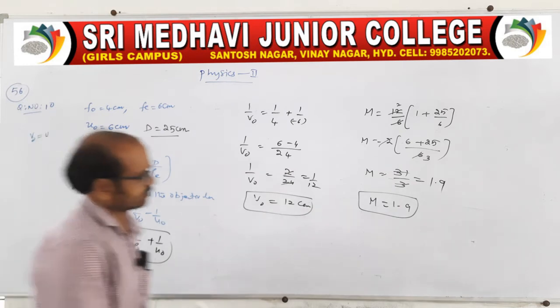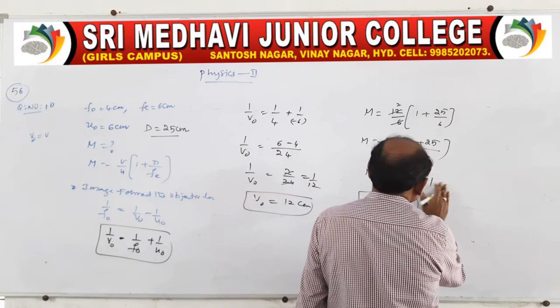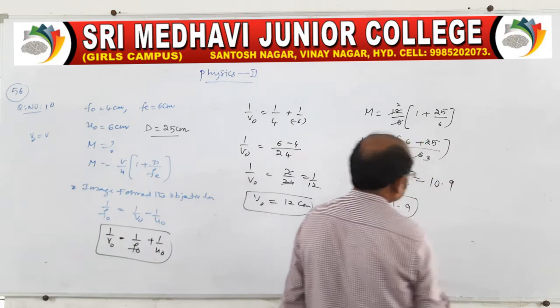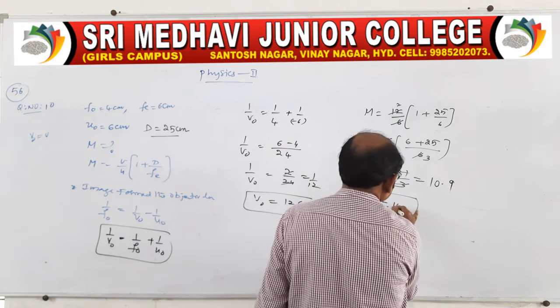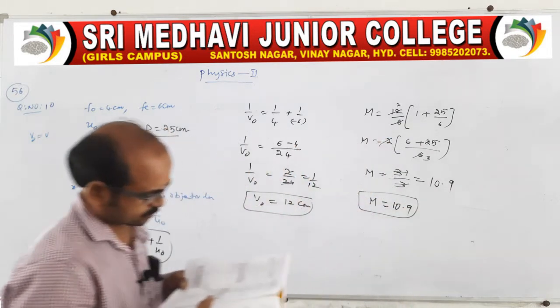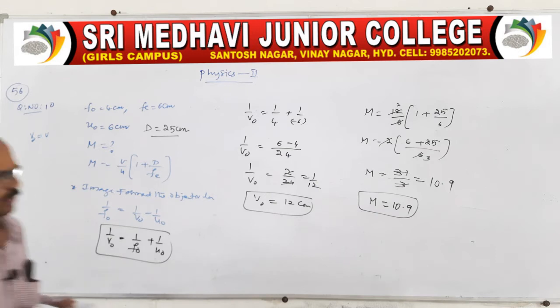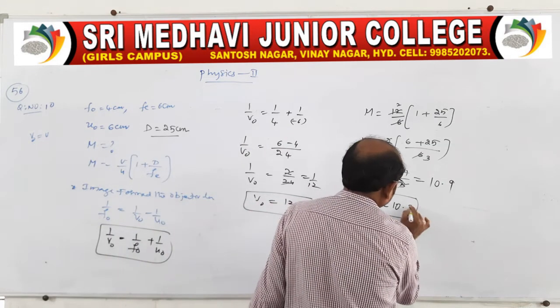Sorry, 3 1s, it is 30, no? Yeah, that 10.9 it is. Okay, because it is 0.3, no?